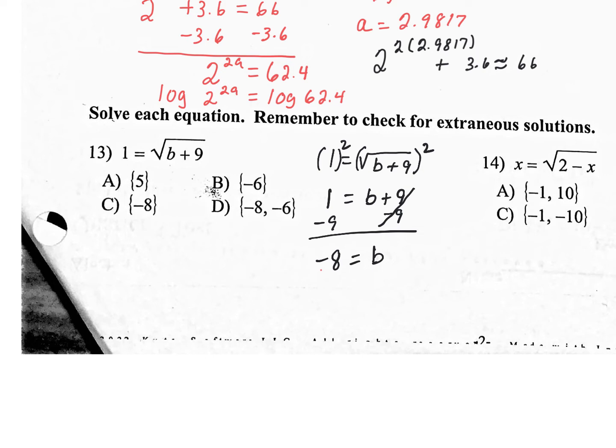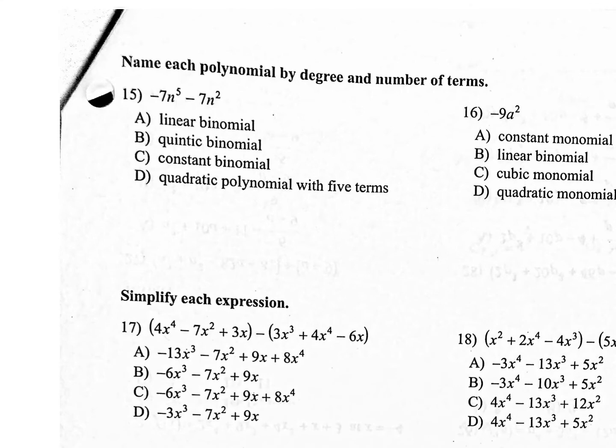If you want to check, you would have to substitute. So does 1 equal the square root of negative 8 plus 9? And you notice that it does. For number 15, we're naming the polynomial by degree and the number of terms. You notice that we have 2 terms, so automatically D is eliminated. And we notice that the 5th power is the highest power, and we know quintic is a polynomial with the 5th power, so your answer is B.